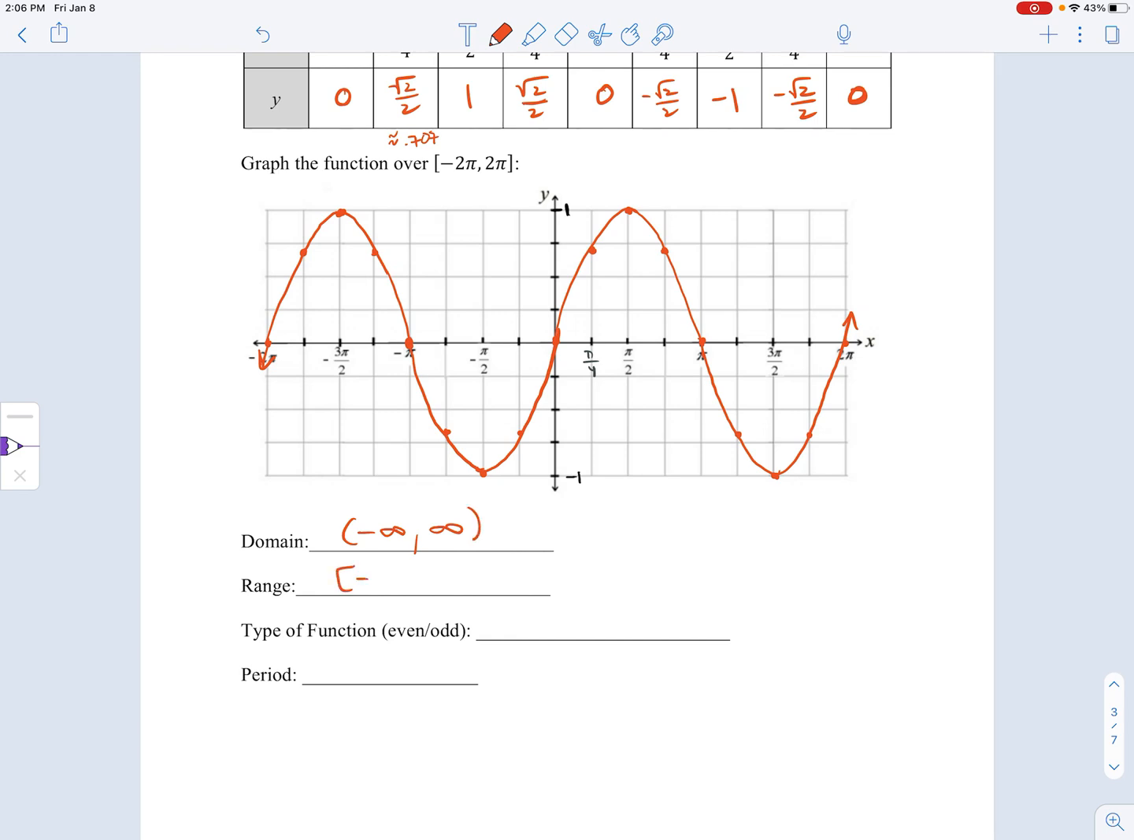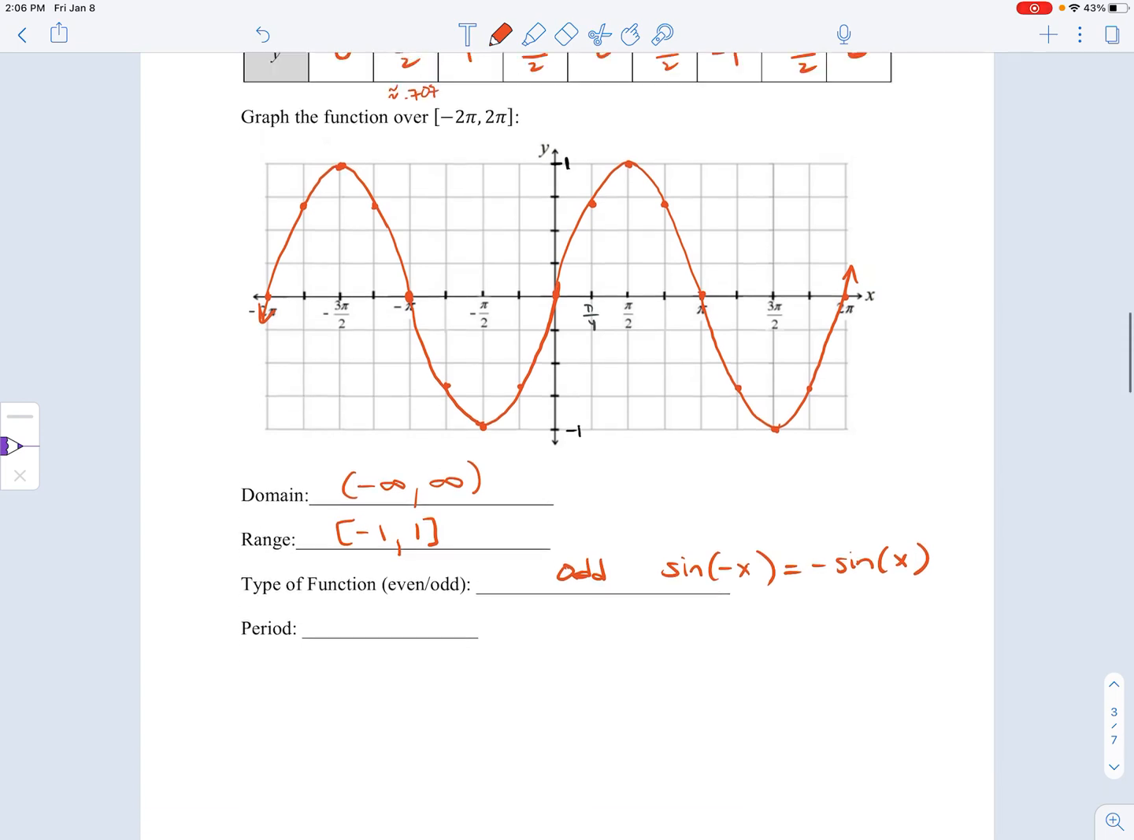All right, and the domain, it's all real numbers. The range is from -1 to 1, reading the graph from bottom to top. Sine is an odd function, meaning it is symmetric about the origin. A vertical reflection is the same as a horizontal reflection. That also allows us to say that sine of negative x is equal to negative sine of x, which can be helpful with evaluating the trig functions.